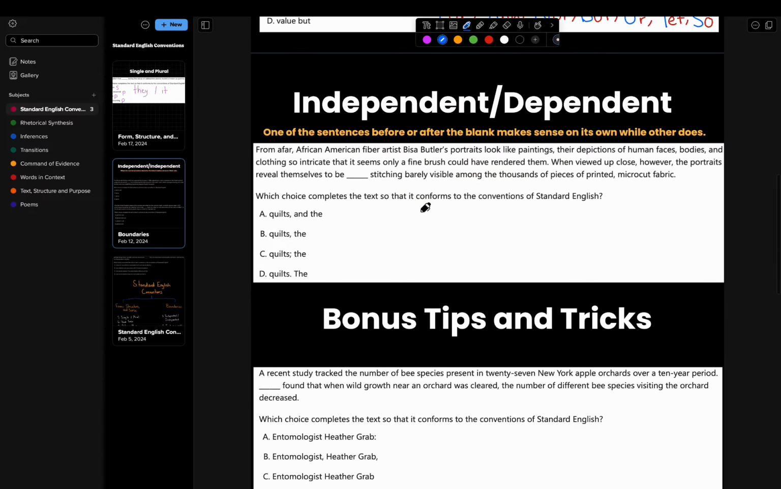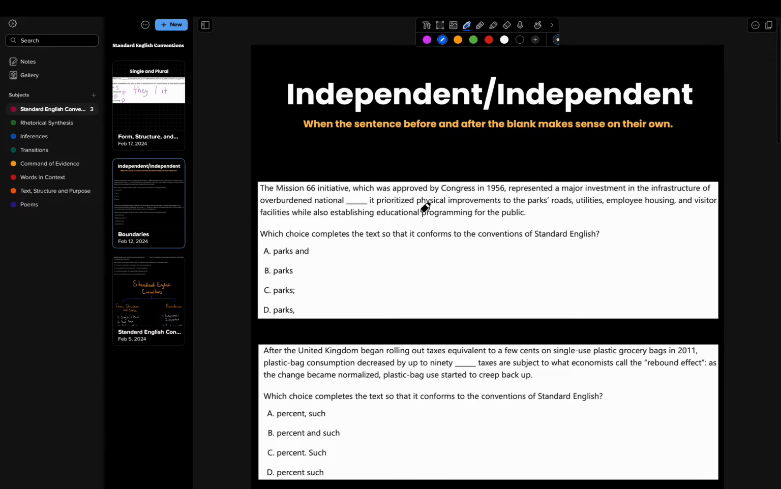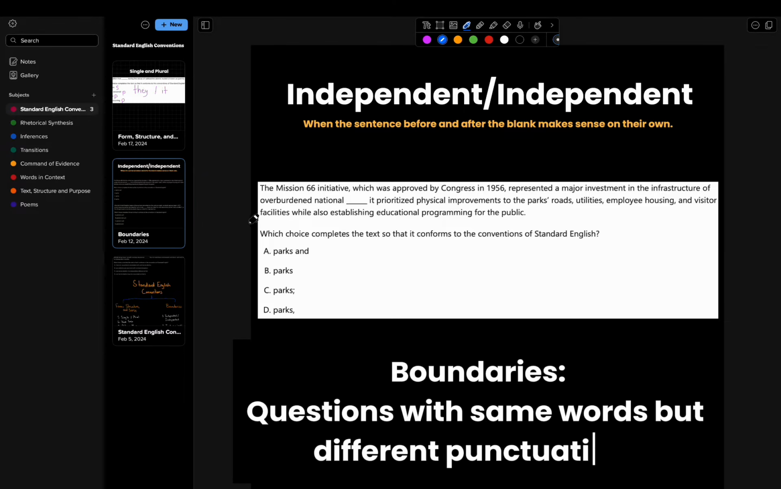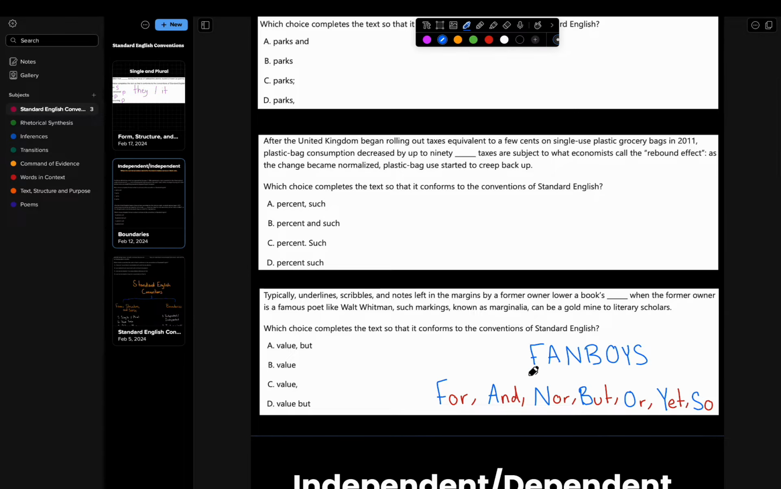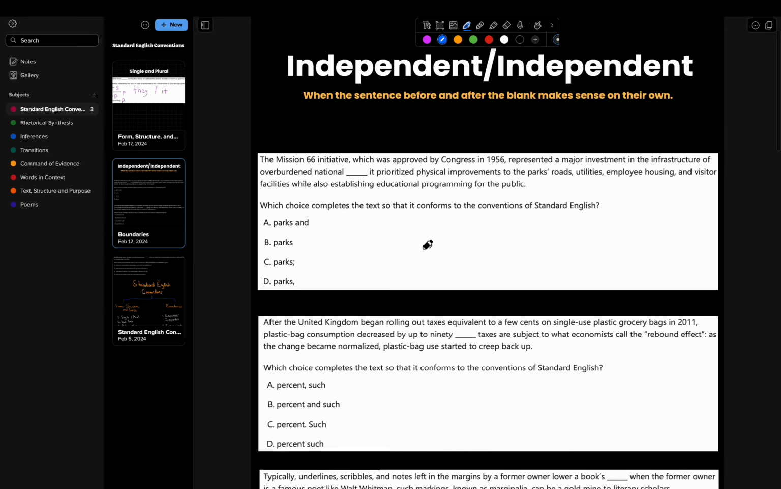We're done with form, structure, and sense. Now let's do boundaries. If you see multiple choices that all have the same words but different punctuation or conjunctions, they're boundaries. Conjunctions are the words for, and, nor, but, or, yet, so. People memorize them with the acronym FANBOYS.